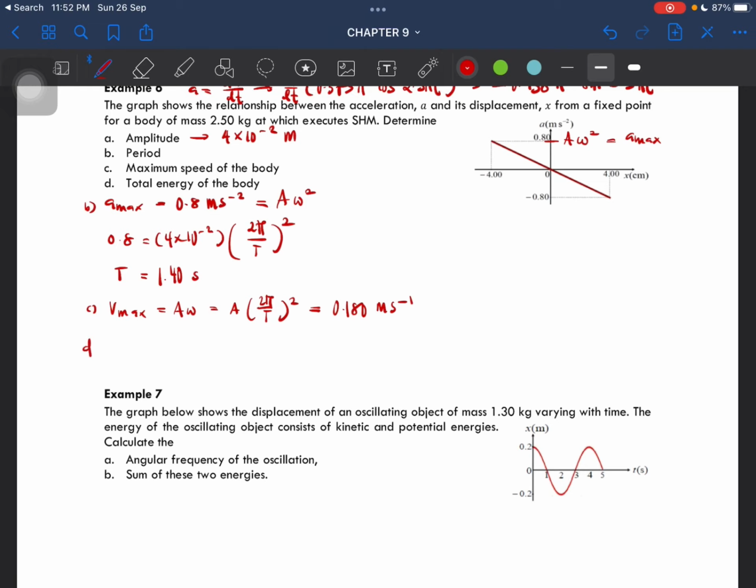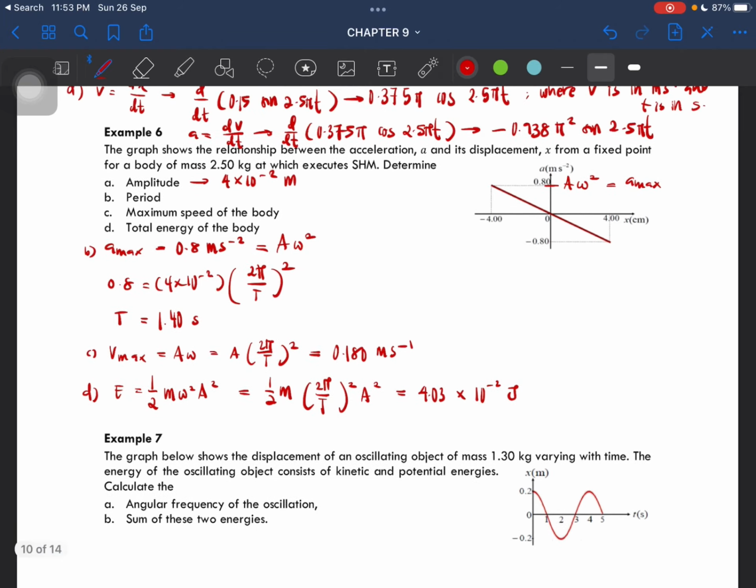Okay, right, and then lastly we have to calculate the total energy of the body. So this is E equal to half m omega square A square. So again we have to substitute for 2 pi over T squared, A square, which gives us the total energy to be equal to 4.03 times 10 negative 2 joules. Alright, okay, so that is the solution for example number 6.